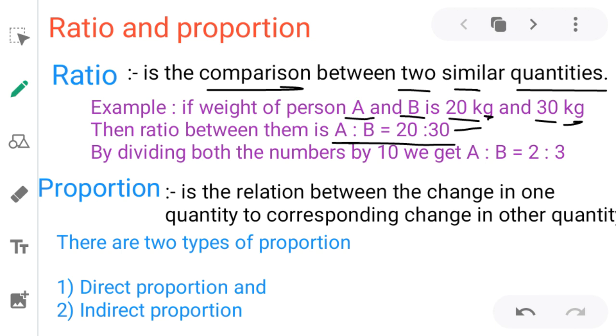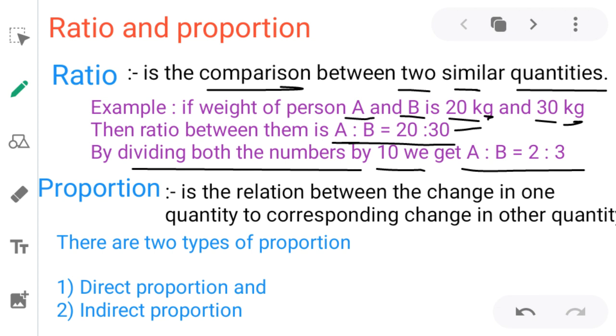We can divide the ratio by the same number, or we can multiply the ratio with the same number. The value doesn't change. Here I have divided both the numbers, 20 and 30, by 10. Dividing them by 10, we get the ratio of A and B as 2 is to 3. So this is the ratio between A and B person in case of weight.